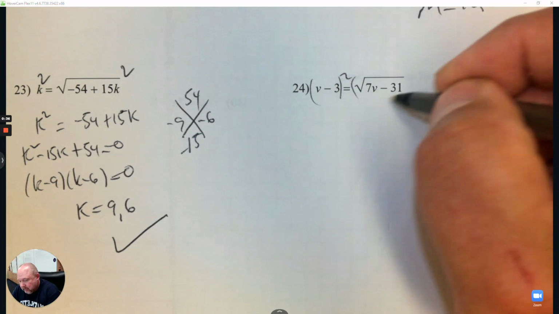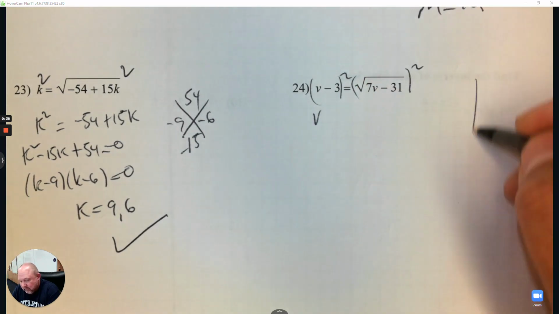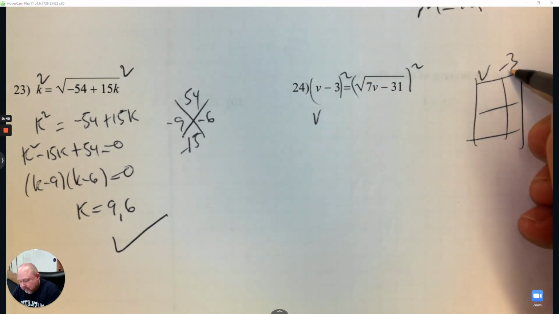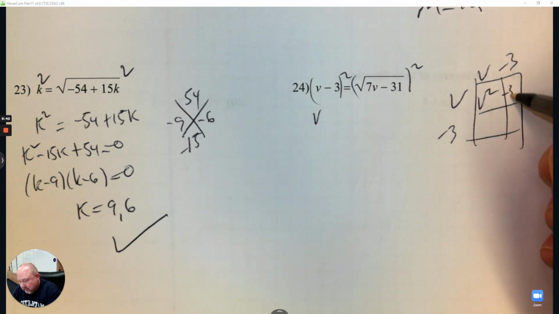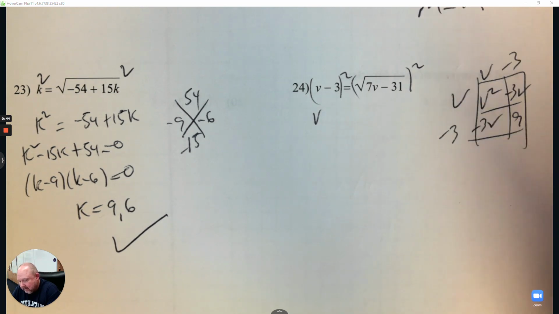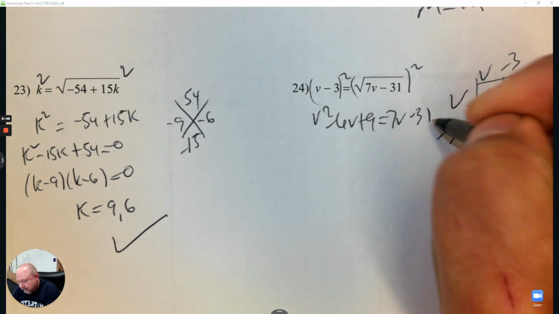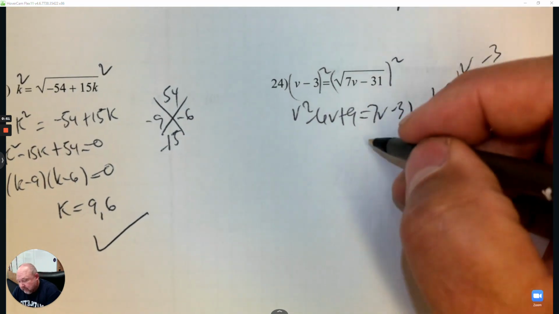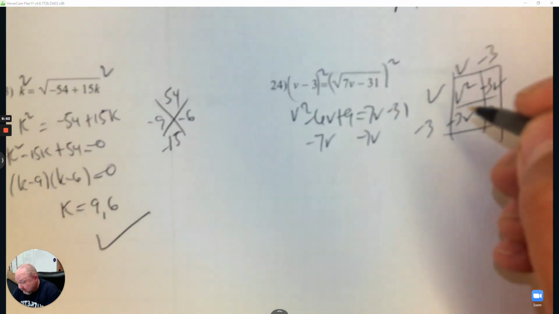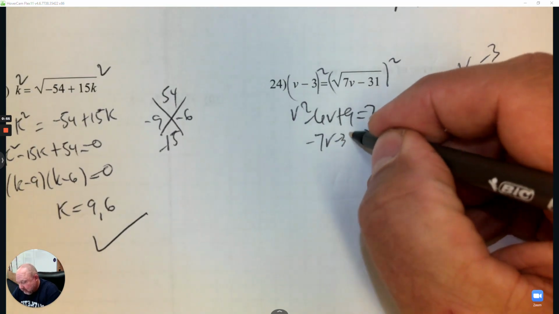Here we're going to square both sides again. This one needs to be FOILed. So it's v squared minus 3v plus 9. So combine like terms. We're going to make it equal to 0. So we're going to subtract 7v and add 31.